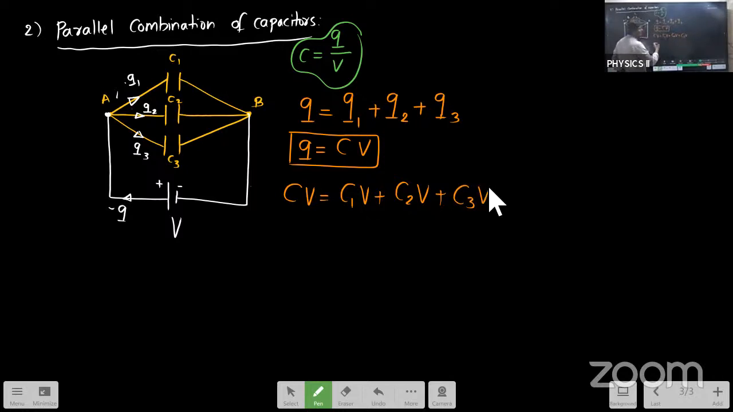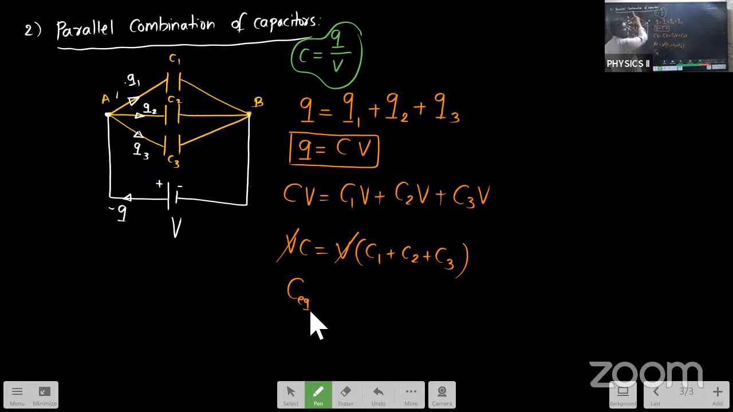So what is the thing I can take common here? I can take potential V common. So this will become V into C is equal to V of C1 plus C2 plus C3. V and V get cancelled. Finally, I can write the equivalent capacitance, in case of which type of combination? Parallel combination, as C equivalent is equal to C1 plus C2 plus C3. This is the end of this answer.